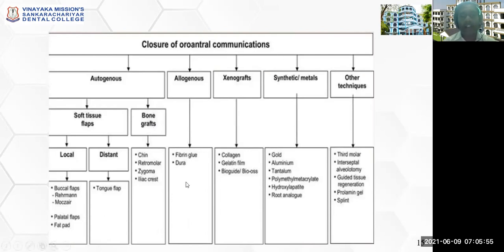Again, allogenous, you have options like fibrin glue and dura mater. Xenografts, from animal to man. Synthetic materials are there, that is alloplast. You can have gold, aluminum, all materials, hydroxyapatite, all those things. Other techniques are all there. So we will see the most common thing, the local flaps.